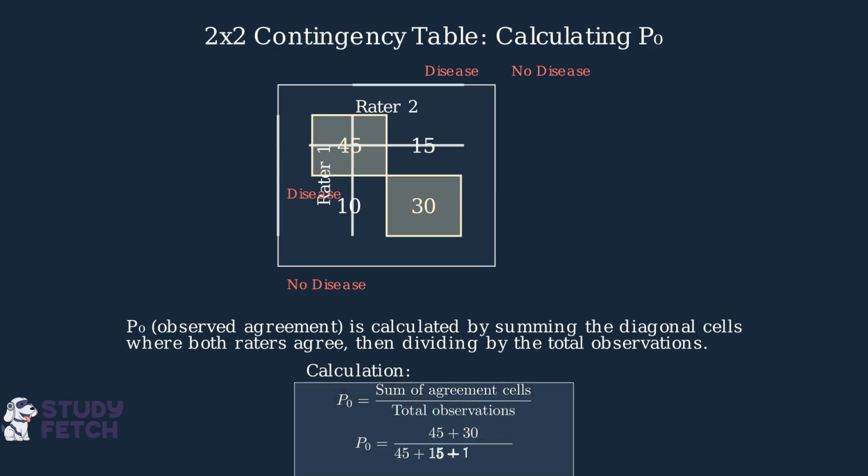In our example, that's 45 plus 30 divided by the total of 100 observations. This gives us a P0 value of 0.75, meaning the raters agreed on 75% of the cases.